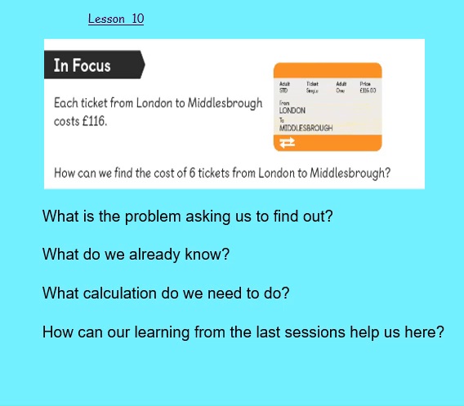So here is today's in focus, and we've got a train ticket here, and it says that each ticket from London to Middlesbrough costs £116, and it asks us, how can we find the cost of 6 tickets from London to Middlesbrough? So here's some questions for you to think about. What is the problem asking us to find out? What do we already know? What calculation do we need to do? And how can our learning from the last sessions help us here?